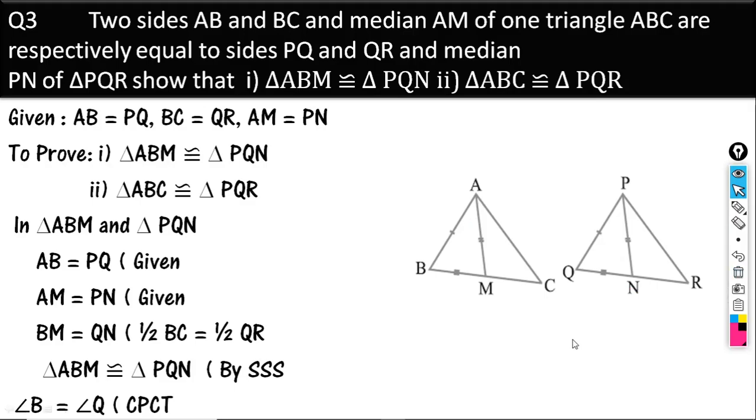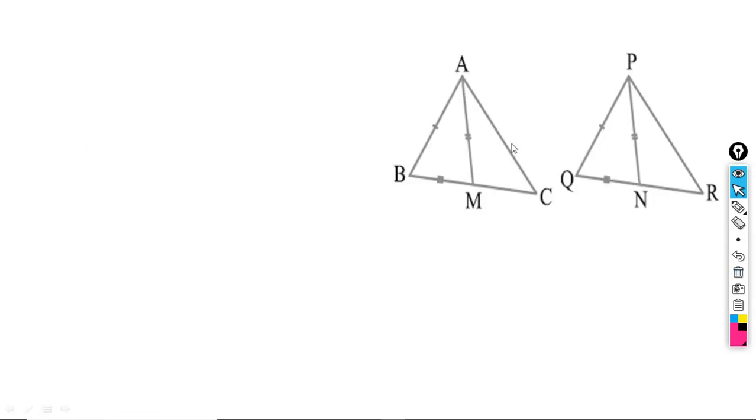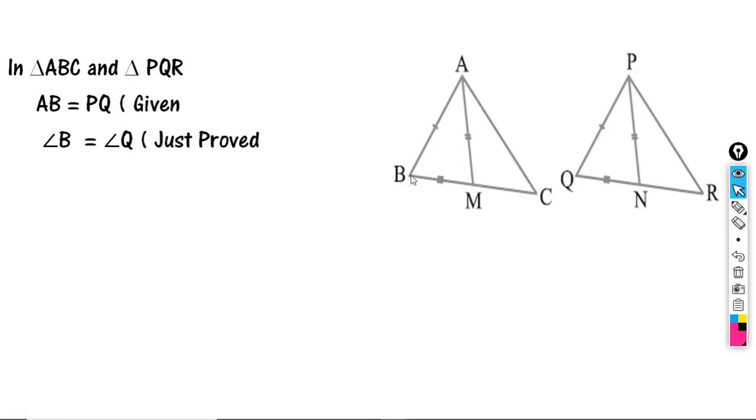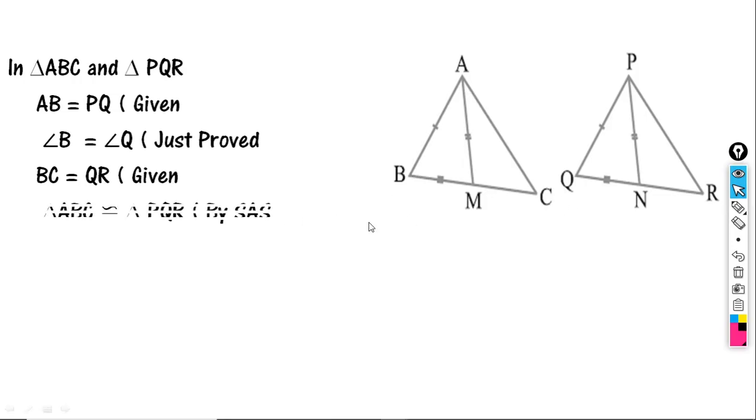In the next step, we'll be coming to the main triangles ABC and PQR. They will become congruent by side: AB is equal to PQ, angle B and angle Q we just proved, and BC is equal to QR, that is given. So the triangles become congruent by side angle side, which proves this question.